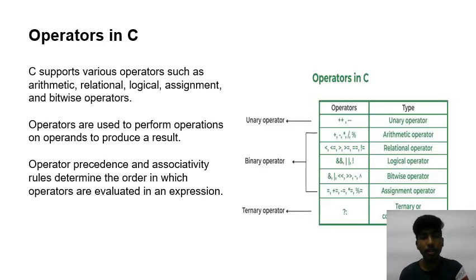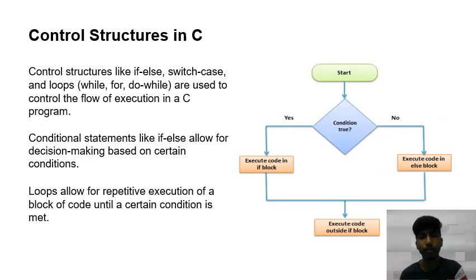Operators in C. C supports various operators such as arithmetic, relational, logical, assignment, and bitwise operators. Operators are used to perform operations on operands to produce a result. Operator precedence and associativity rules determine the order in which operators are evaluated in an expression.